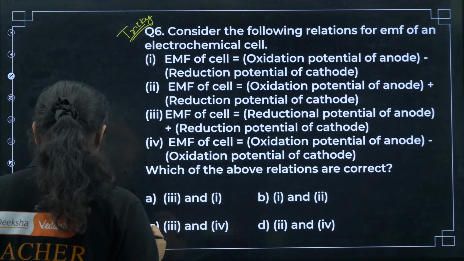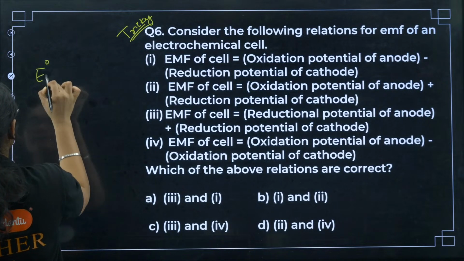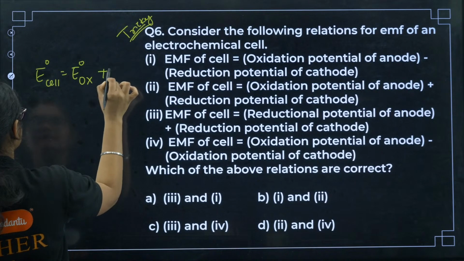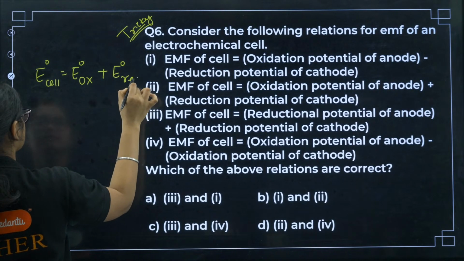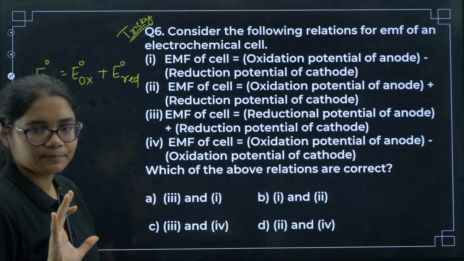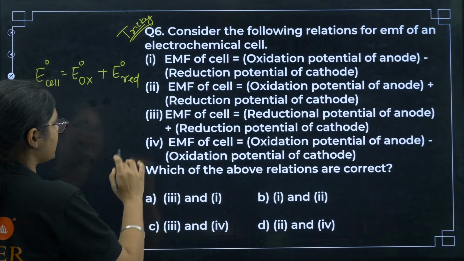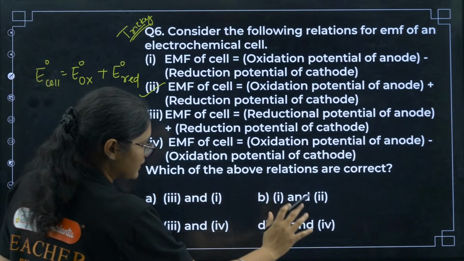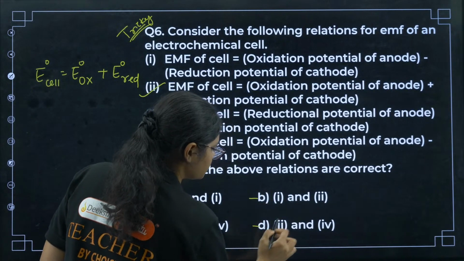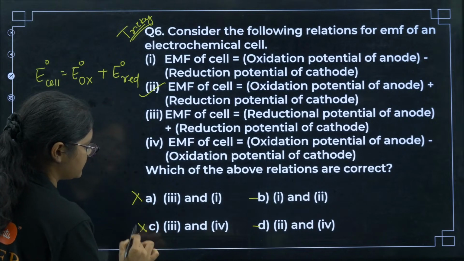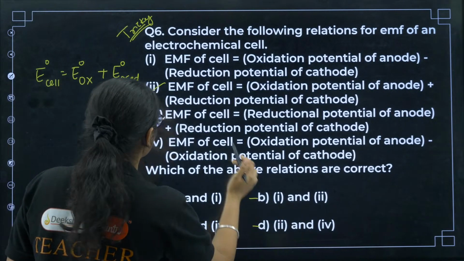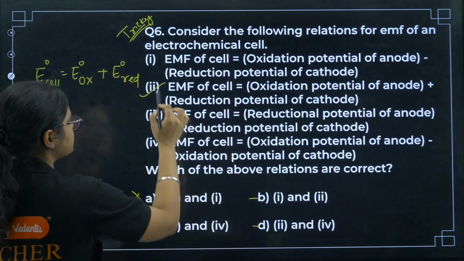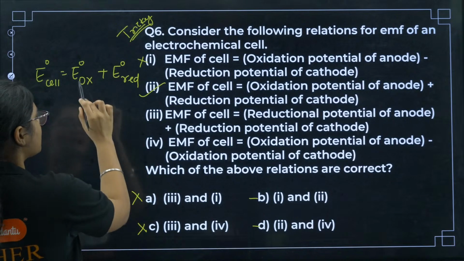Okay, let me tell you, see, E naught of the cell is equal to E naught oxidation plus E naught reduction. This is the actual formula. Now what happens? So I can see option number 2 is the correct answer. So you can see that there are only 2 options where option number 2 is there, so we can eliminate these 2 options. Now let's check the first option. Oxidation potential of anode minus reduction potential of cathode. No, this is wrong. This is the correct statement.